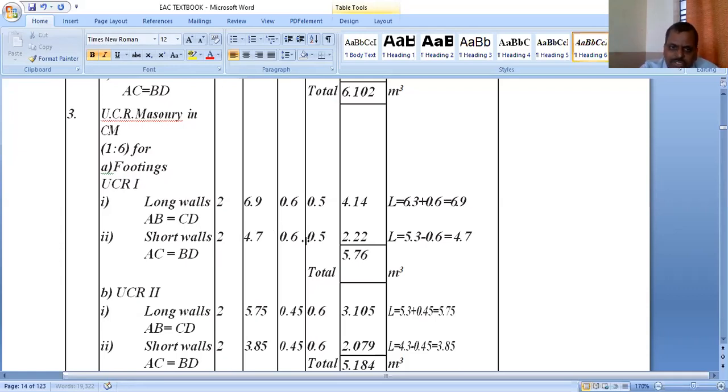Again the same thing: 0.6 will be the width of the item and 0.5 will be the depth of the item, and you have to go on multiplying so that we can get the quantity of the short wall. How much will be the quantity of the short wall? It will be 2 into 4.7 multiplied by 0.6 multiplied by 0.5. It will be 2.82 cubic meter. So the total will be 2.82 cubic meter plus 4.14.